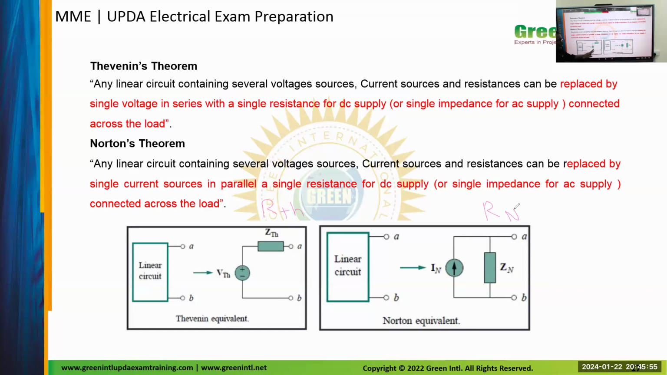And how do we get a simple circuit? By simplifying the complex circuit. The internal resistance of the complex circuit we call RTH, the Thevenin resistance, and we call it RN in the Norton circuit. Simply, RN is equal to RTH. So here we use the word RTH, here we use the word RN, and here we use the word internal resistance. So from this, RTH and RN are equal.